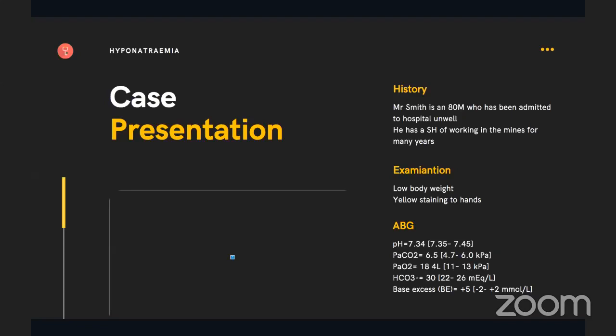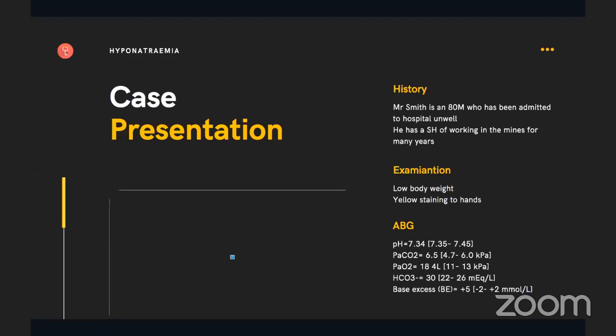So this gentleman's a little bit older. That's the first thing to note, and he's unwell. He has the social history of being in the mines. So the first thing I'm thinking there is, has he got some respiratory condition going on? He's then got the low body weight and a yellow staining to his hands. So the yellow staining made us think, is he a smoker, is it tar staining, something like that. So we'll go on to look at his ABG.